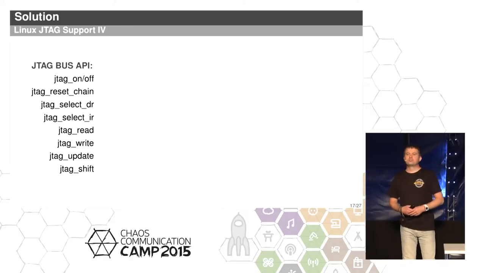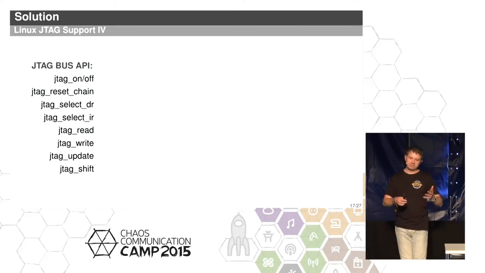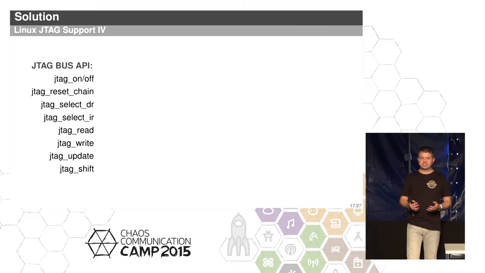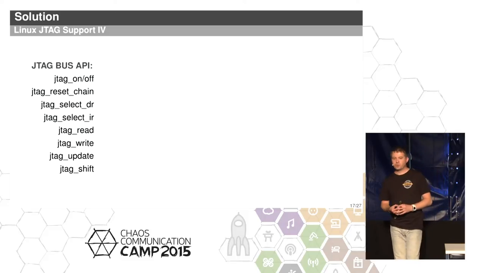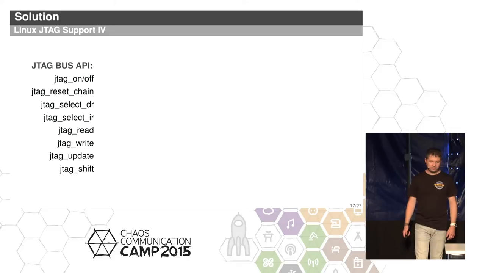I created a JTAG bus interface so device drivers can communicate with devices within this chain. For example, you have the functions JTAG on and off, to just turn the JTAG chains on and off, a function to reset the chain, and functions to select the data register and the instruction register. For example, if you want to write an instruction into the instruction register, you would just say JTAG select instruction register, and after that you would say JTAG write, and write, for example, a 7-bit instruction word into it. And after that, you would call JTAG update to update the JTAG register. And it's the same with the data register. So your device driver, for example, for an FPGA, does not need to know how to shift data in and out of this chain. It can just use these functions to simplify the communication with these devices.